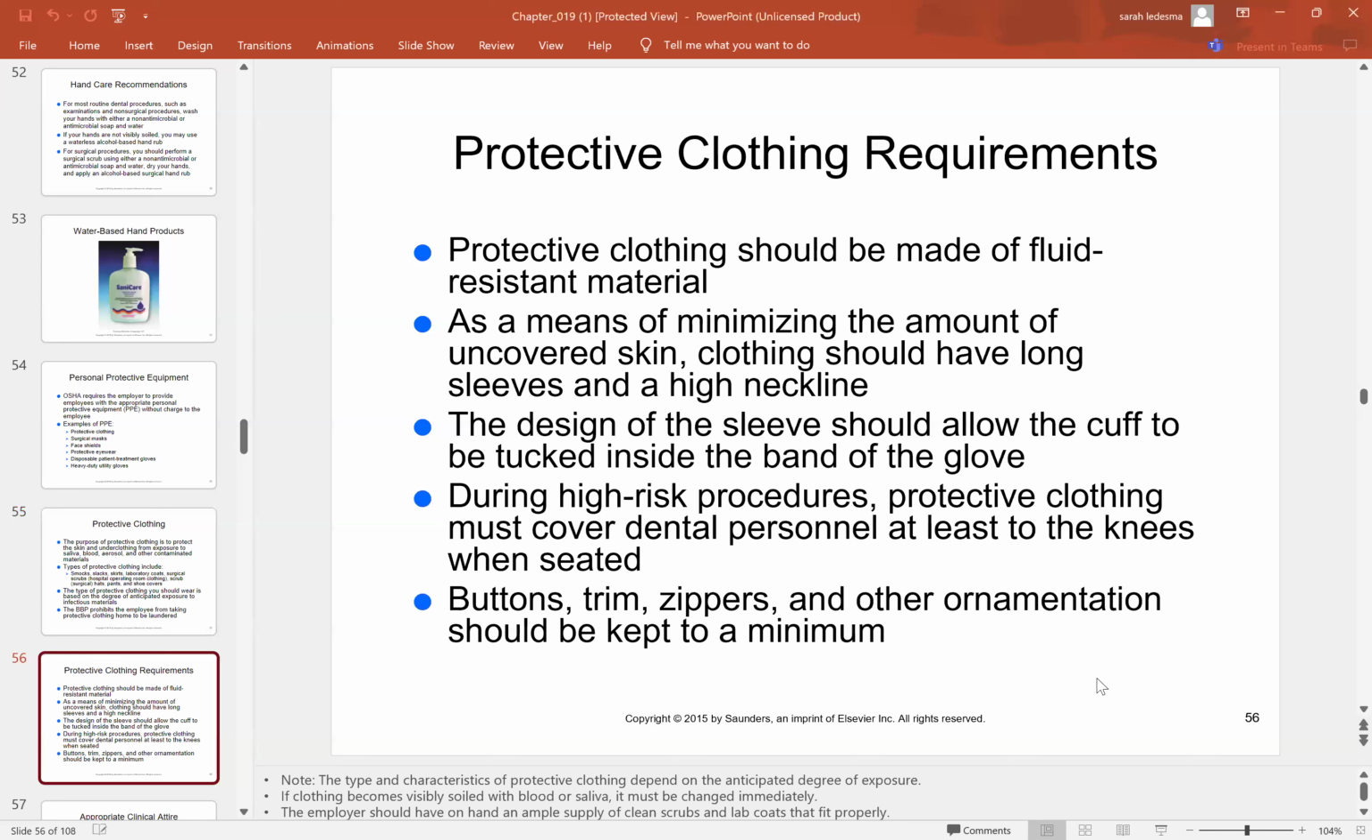Protective clothing should be made of fluid-resistant material. As a means of minimizing the amount of uncovered skin, clothing should have long sleeves and a high neckline. The design of the sleeve should allow the cuff to be tucked inside the band of the glove. During high-risk procedures, protective clothing must cover dental personnel at least to the knees when seated. Buttons, trim, zippers, and other ornamentals should be kept to a minimum.